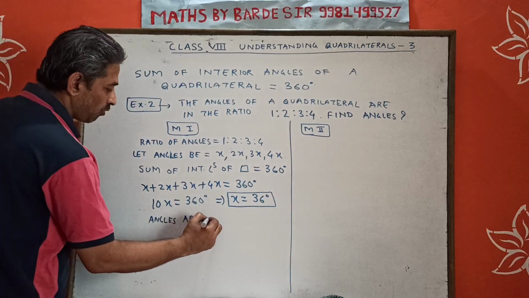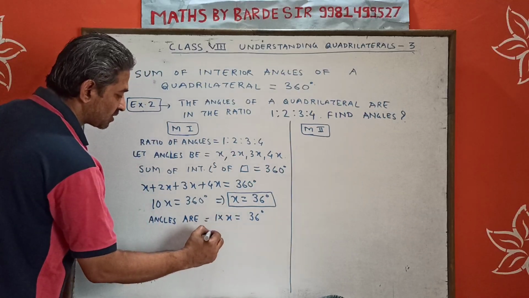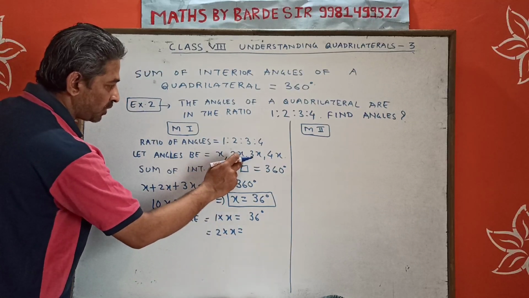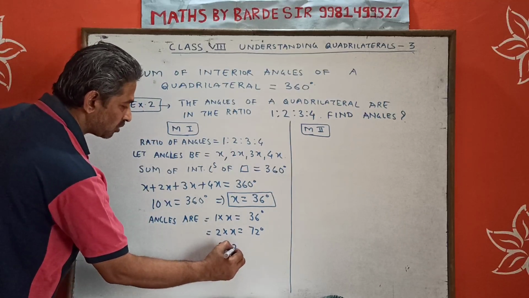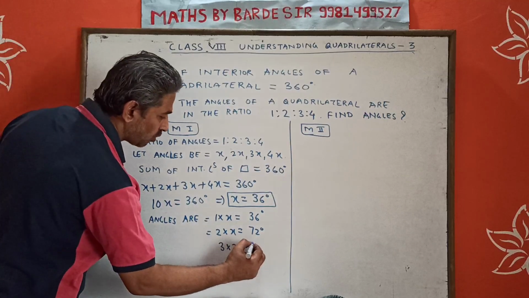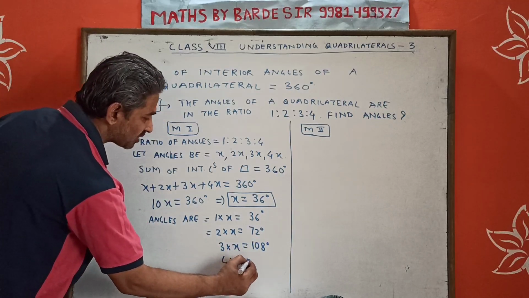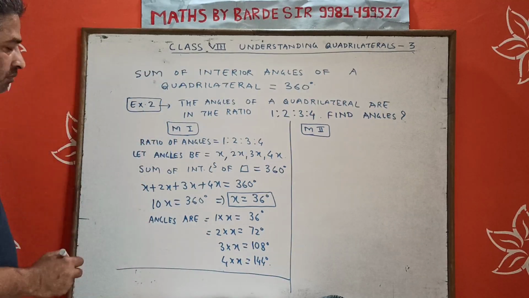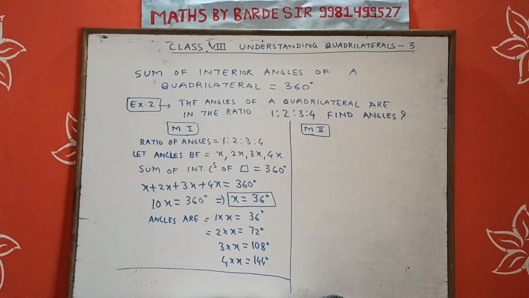So the angles are 1 into x, 36; 2 into x, 2 into 36, 72 degrees; 3 into x, 3 into 36, 108 degrees; 4 into x, 144 degrees. This is your answer. This is one method, a very simple one. Let's discuss the second method.